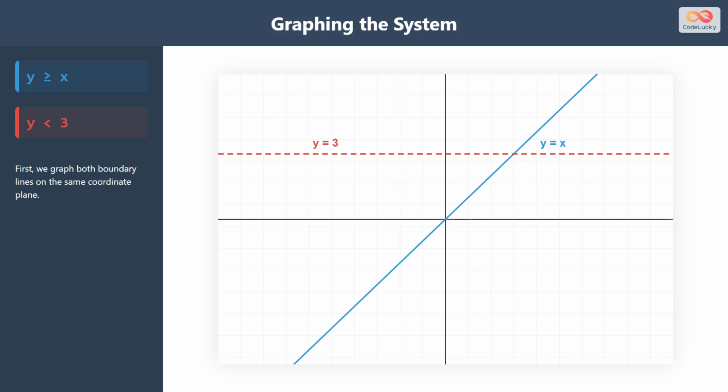Now, let's look at a system with two inequalities. The first step is to graph the boundary lines for both inequalities on the same coordinate plane. In this example, we have one line that represents y is greater than or equal to x, and another for y is less than 3. We simply draw them both on the same grid.